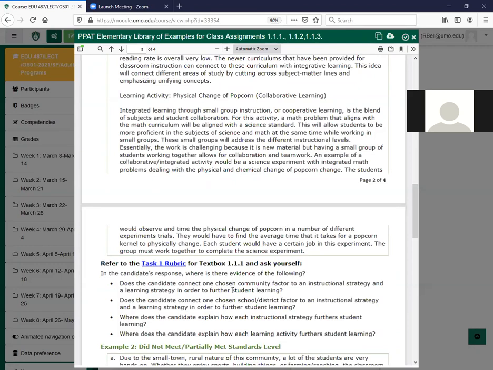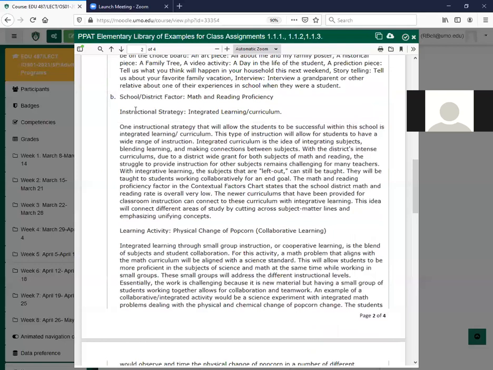Okay, I want to make sure you see it. If you don't, you need to say, I don't see it. Because that's what this is all about. You say, well, why is all that other stuff written there? Well, what happens here, it says integrated learning through small group instruction or cooperative learning is the blend of the subject.